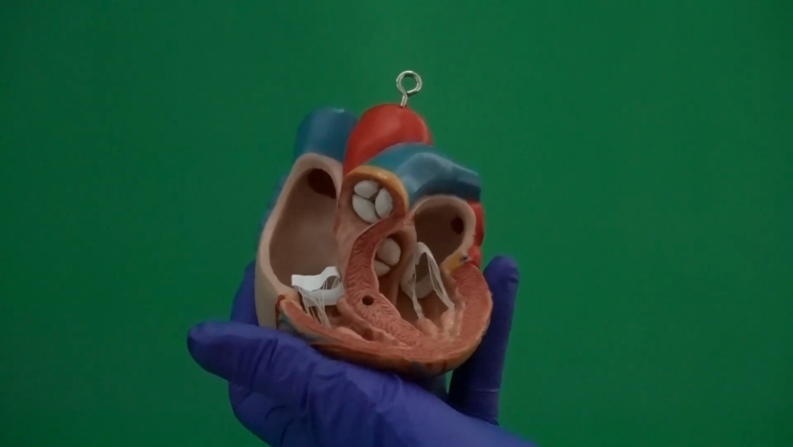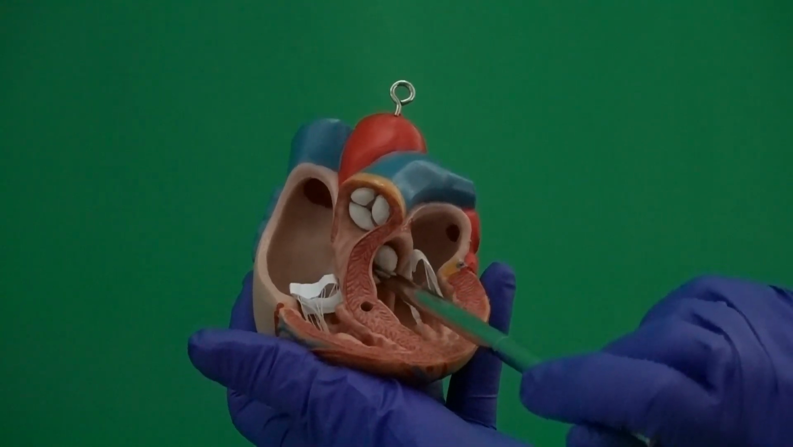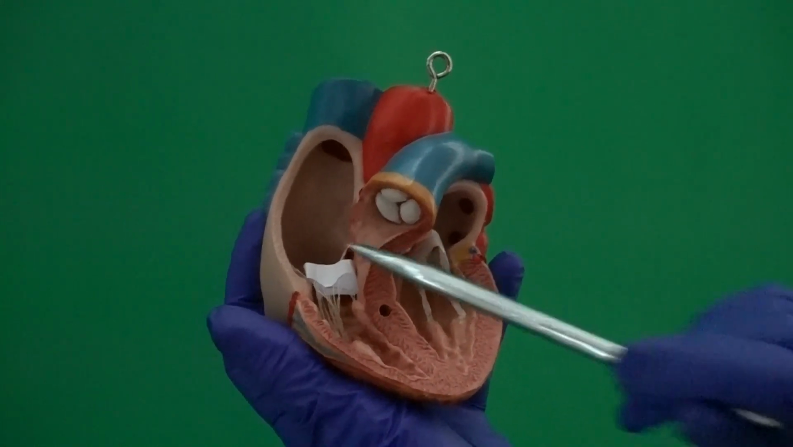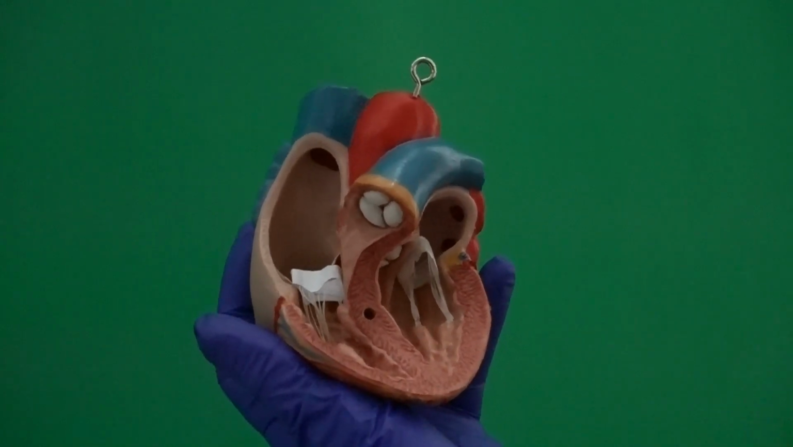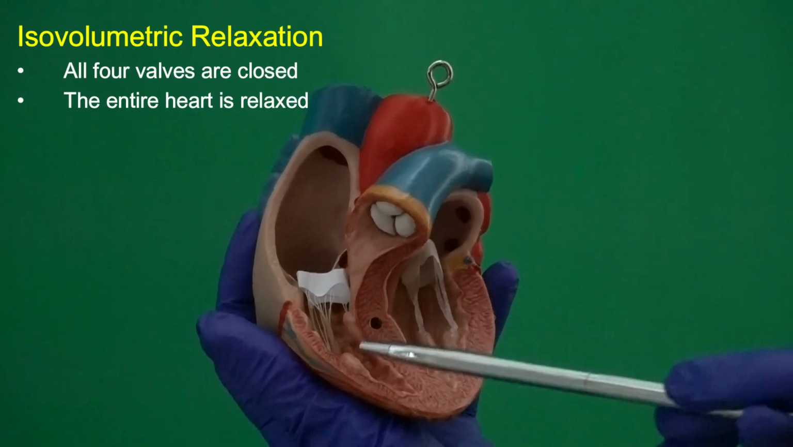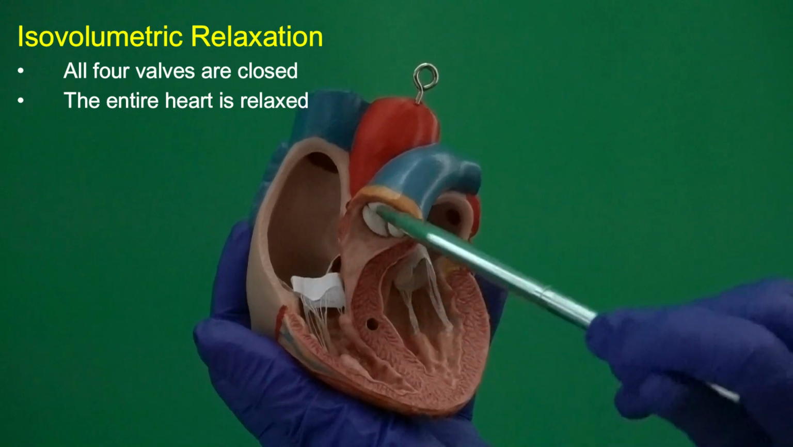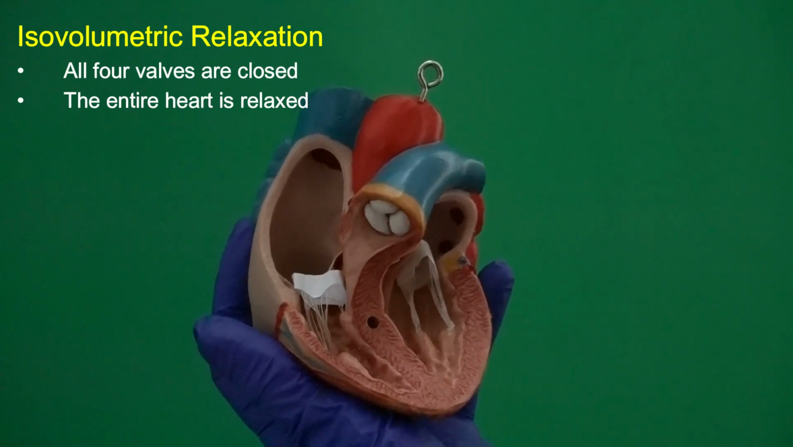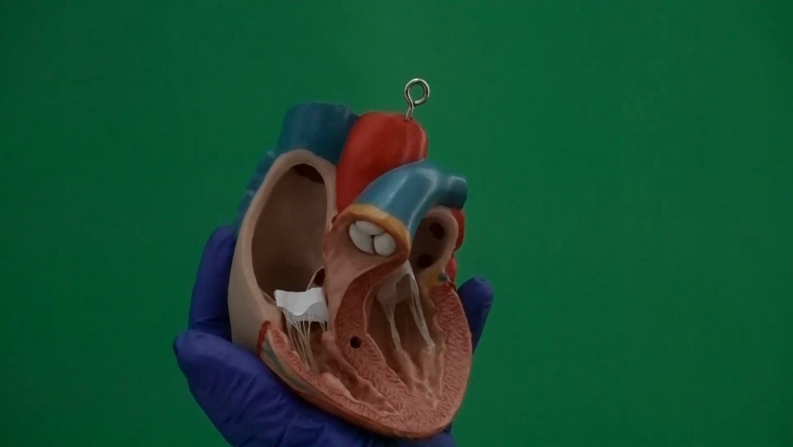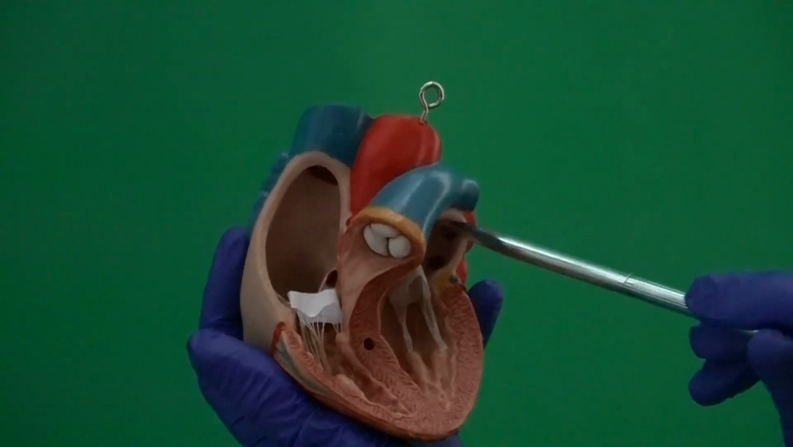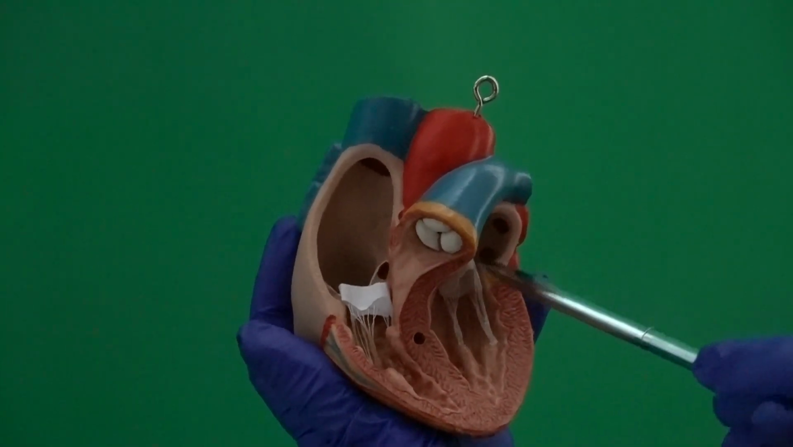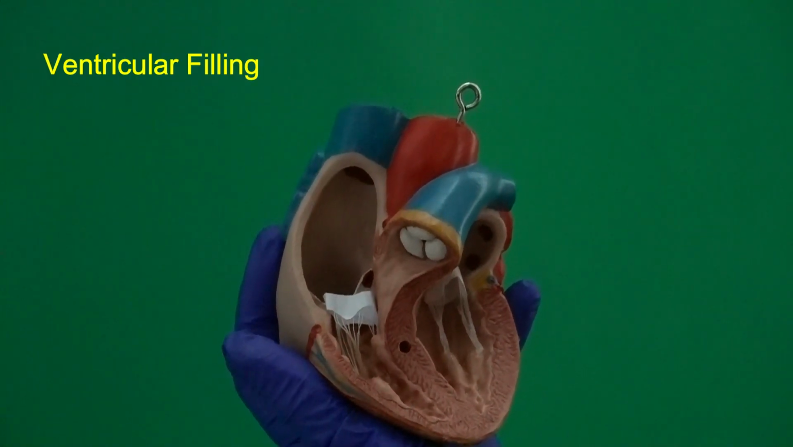So here we are at a phase that we just closed the semilunar valves and we have not opened the atrioventricular valves. So in short, all four valves are closed. However, please note, ventricles are relaxed. The volume of blood inside the ventricles does not change because none of this valve is open. So we name this phase isovolumetric relaxation. At the end of isovolumetric relaxation, we get to the point that pressure inside atria would be more than pressure inside the ventricles, which means AV valves open and we start with ventricular filling again.